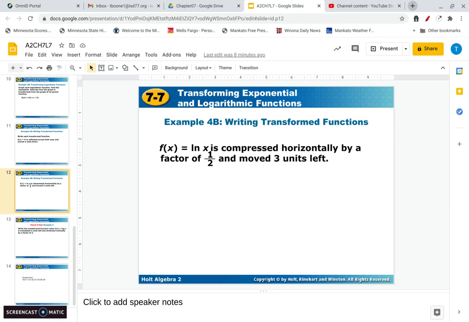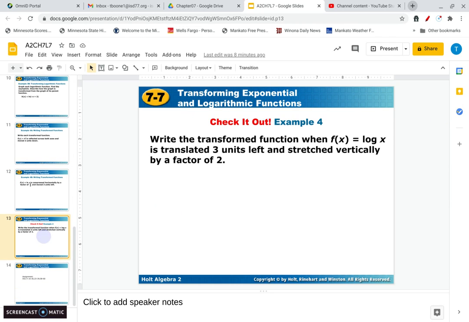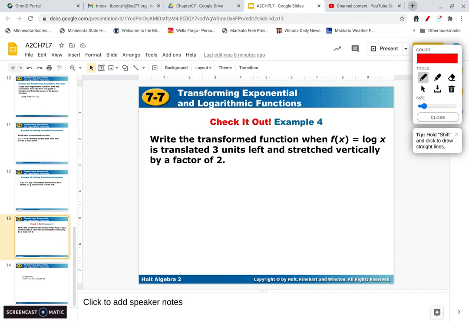So lots of different ones that we can work on. Let's try one more. We're going to start with the log of x. We're going to go 3 units to the left, so that would be a plus 3 in the parentheses with the x. And if we want to stretch it vertically by a factor of 2, we're just going to multiply out in front by 2.